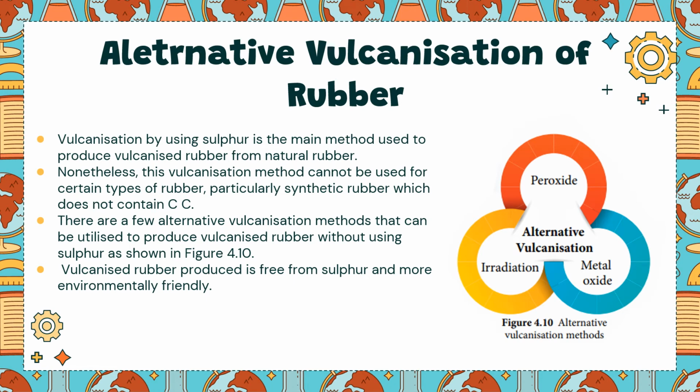Alternative vulcanization of rubber. Vulcanization using sulfur is the main method used to produce vulcanized rubber from natural rubber. Nonetheless, the method cannot be used for certain types of rubber, particularly synthetic rubber, which doesn't contain double bonds. There are a few alternative vulcanization methods that can be utilized to produce vulcanized rubber without using sulfur, as shown in figure 4.10. Vulcanized rubber produced is free from sulfur and more environmentally friendly. Examples of alternative vulcanization are peroxide, irradiation, and metal oxide.